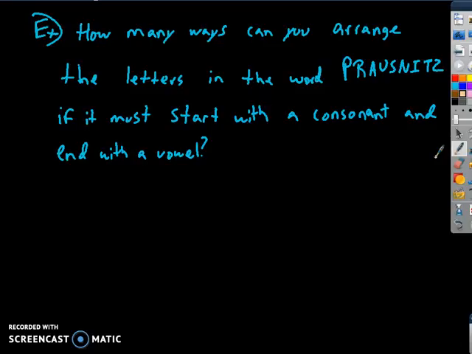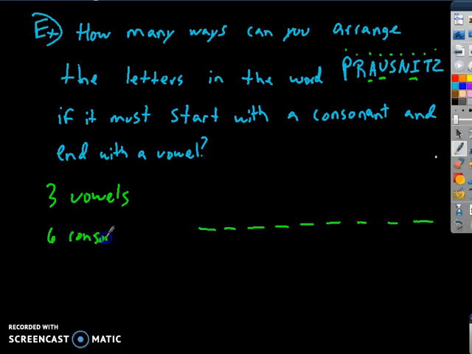So let's first see how many letters are in this word. We have 1, 2, 3, 4, 5, 6, 7, 8, 9 letters, so 9 spaces. And then I have to decide how many vowels and consonants there are. So A is a vowel, U is a vowel, I is a vowel. So it's 3 vowels, which means the rest must be consonants. So 6 consonants.